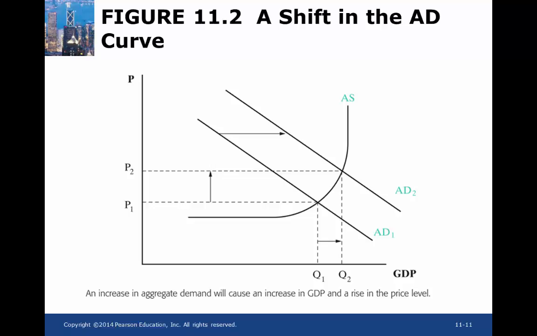Figure 11.2, a shift in the aggregate demand curve. An increase in aggregate demand will cause an increase in GDP and a rise in the price level. Here you can see that the aggregate demand curve shifts to the right, GDP increases from Q1 to Q2, and the price level increases from P1 to P2.